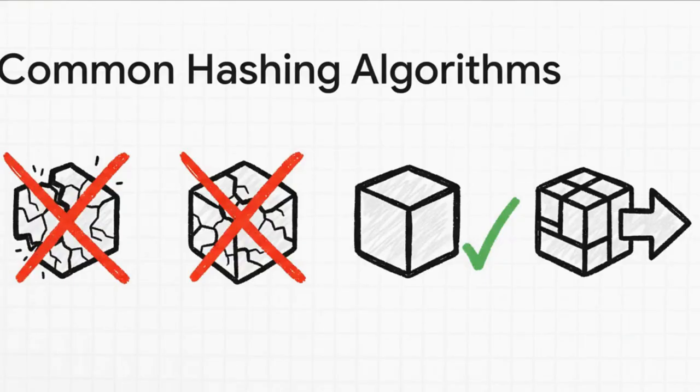Now, for the exam, this is non-negotiable. You must know that MD5 and SHA-1 are broken. They're dead. Don't use them. They suffer from what are called collisions, where attackers can create two different files that have the exact same hash. The current standards you need to know are SHA-2 and its more modern cousin, SHA-3.